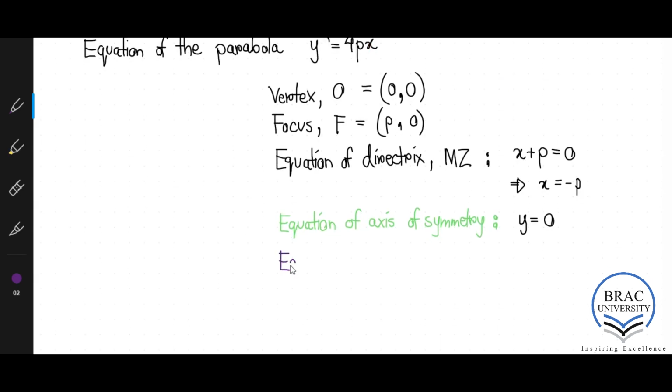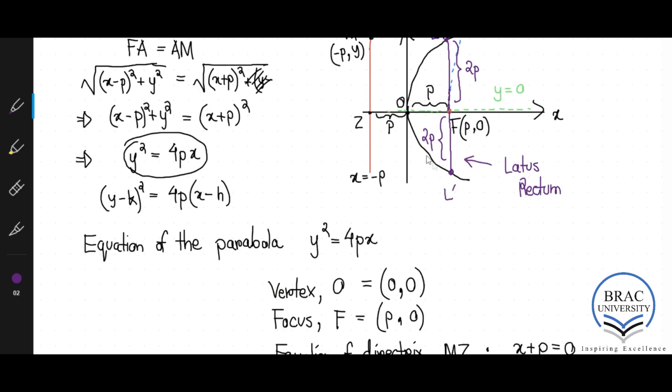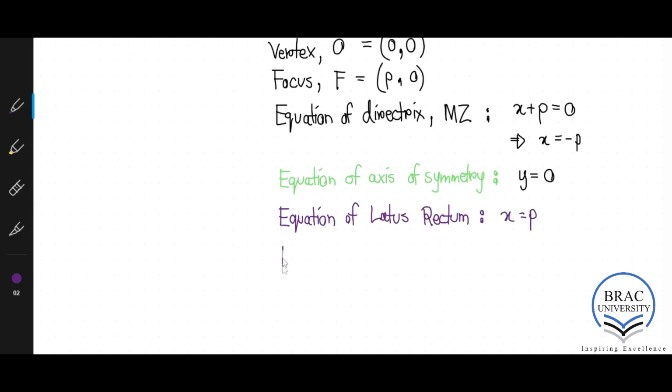Let's first write the equation of the latus rectum. The equation here is x is equal to p. As you can see, if I just wanted to write down an equation of this line, it goes through p, and so it's x equals p. Now the length of the latus rectum: I'll write LL prime is equal to the absolute value of 4p.